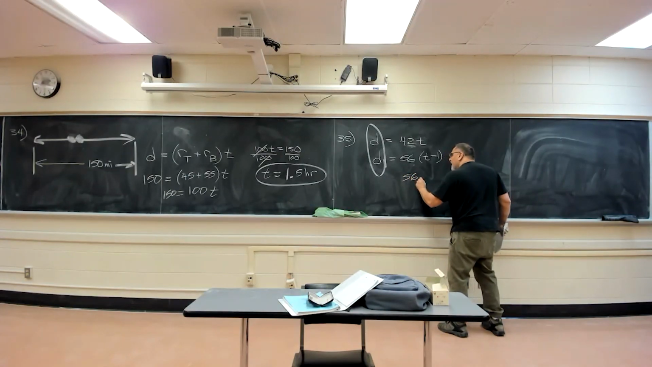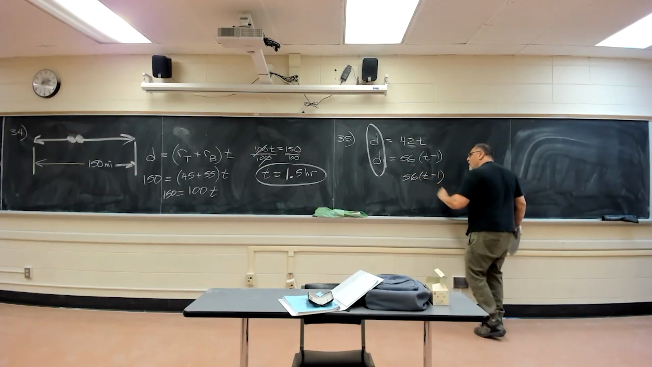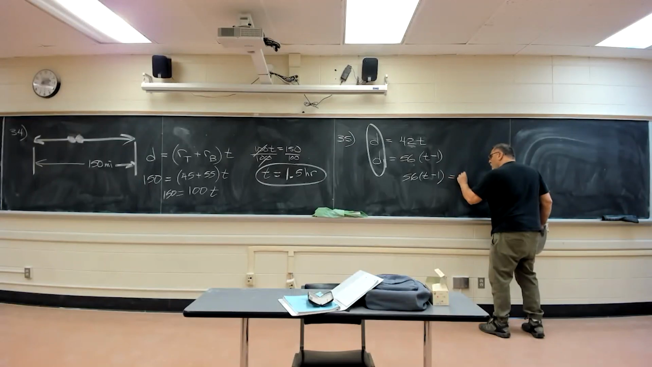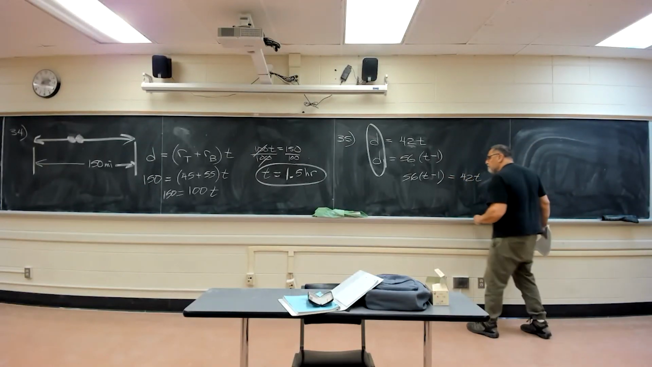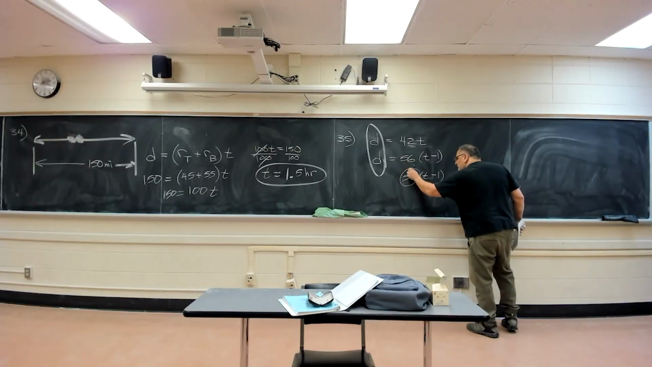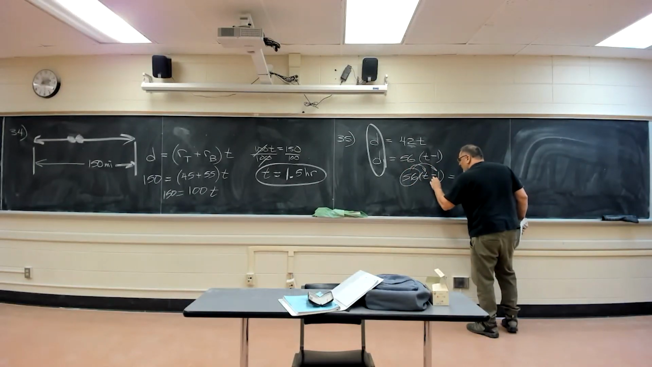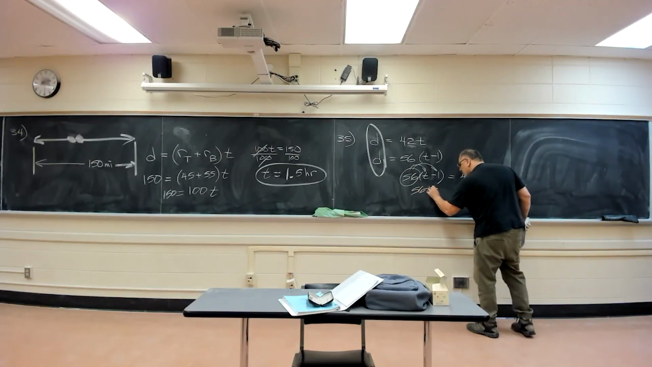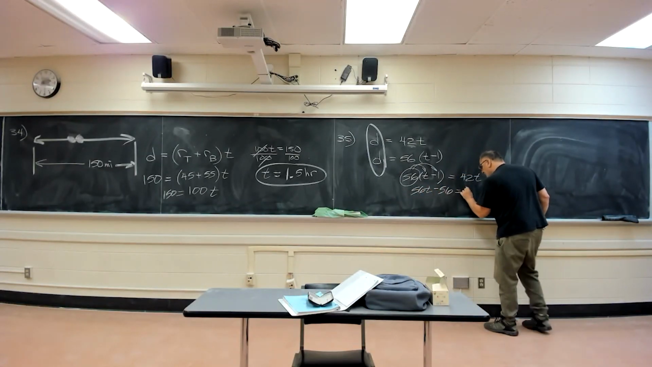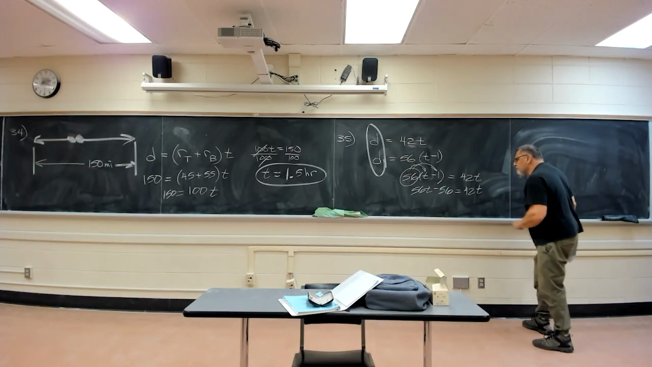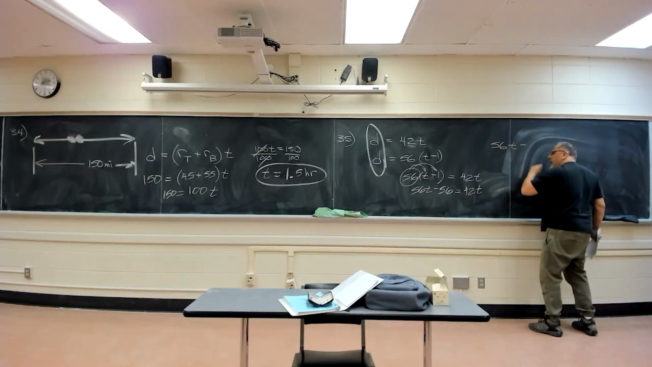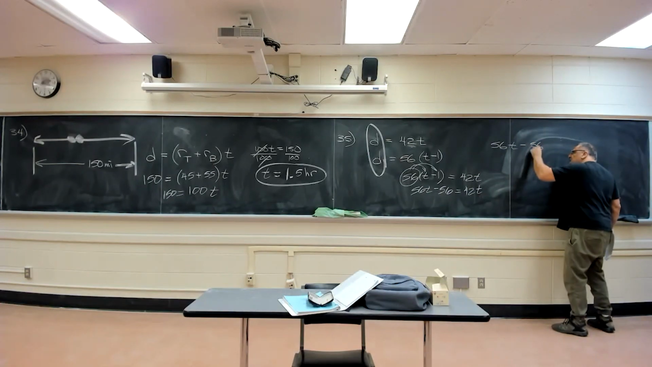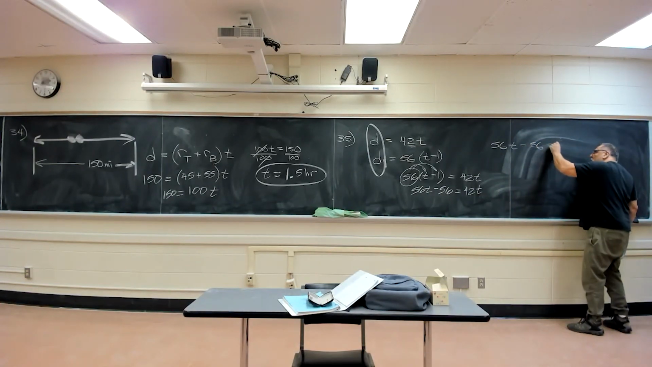56 times (t minus 1) equals 42t. Interesting problem. Distribute the 56 plus a negative 1, it's up to you. 56t minus 56 equals 42t.